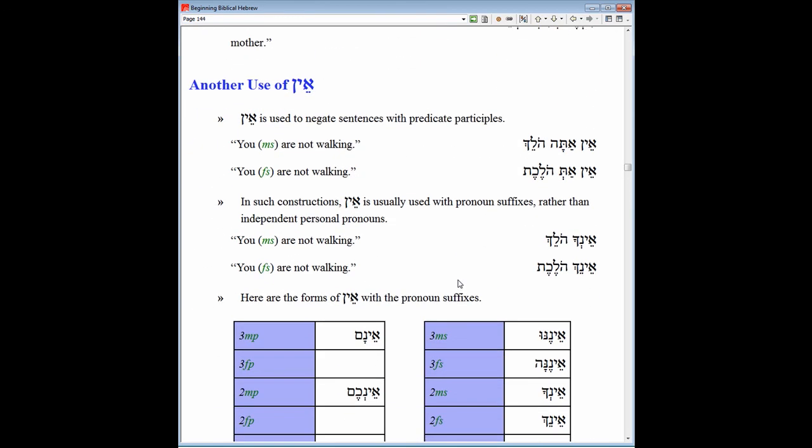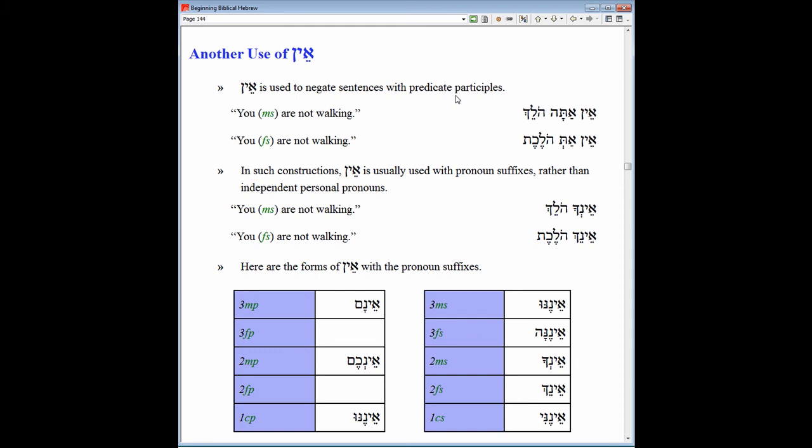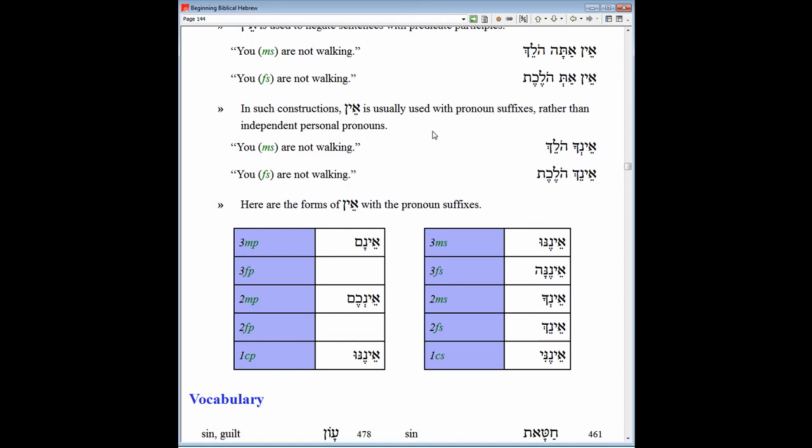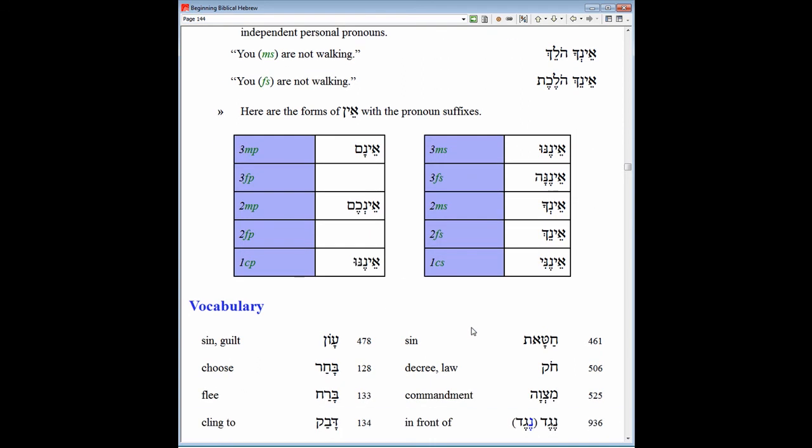Another use of ayin. Ayin is used to negate predicate participles. So it negates the participle that doesn't have the article. Again, that's easy enough. You can read through that. Ayin can have pronoun suffixes rather than independent personal pronouns. So we have here ayin with a suffix. So there is not you walking. Sounds really awkward. There is not you walking. But you would put that in English: you are not walking. So ayin, again, will take that suffix and still negate the participle. You are not walking. Again, here's an example of what ayin looks like with the suffixes.